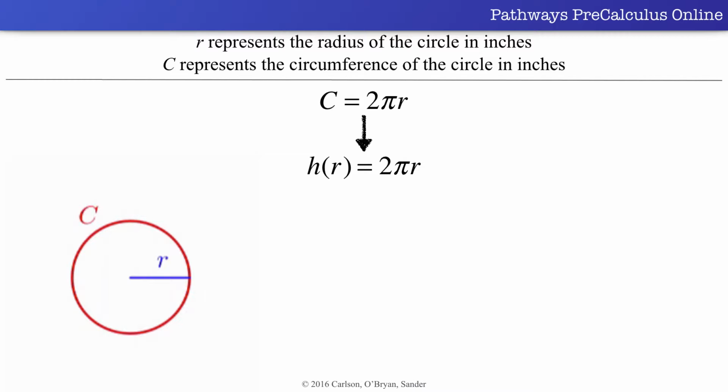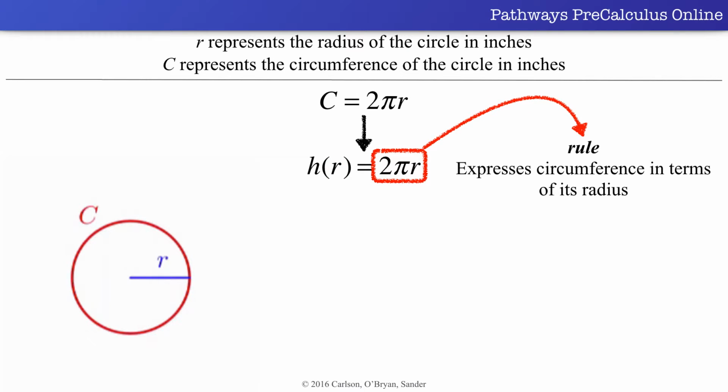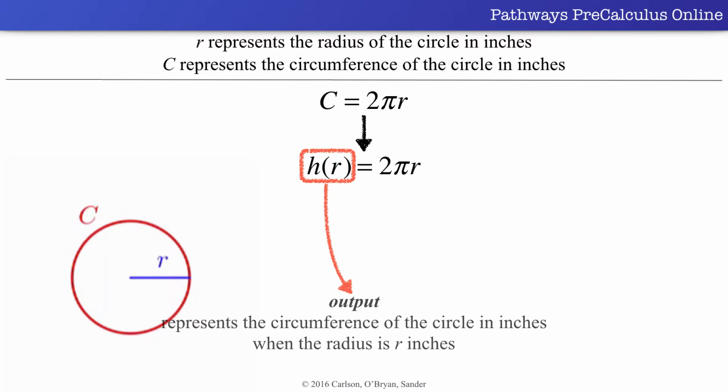In this case, the name of the function is h. The input variable of h is r, which represents the radius of the circle in inches. The rule of the function is 2 pi times r, which expresses the circumference of the circle in inches in terms of its radius r. The output of the function is h of r, which represents the circumference of the circle in inches when the radius is r inches.